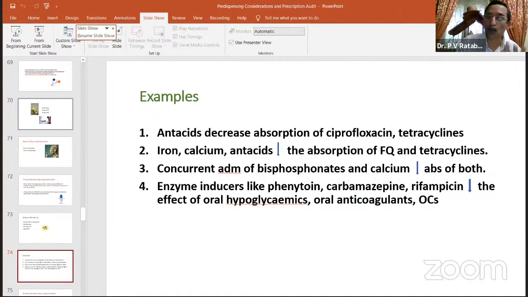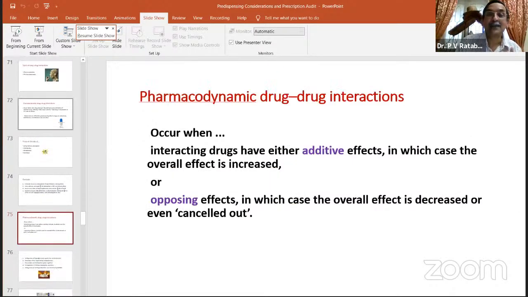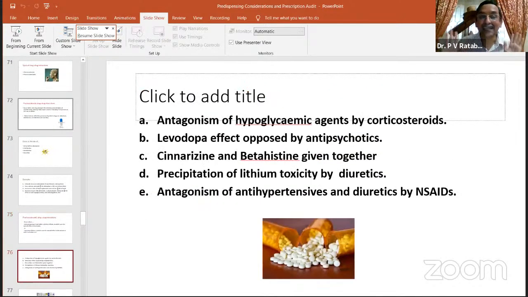So there's always a way to explain to the doctor. Coming to dynamic interactions, they occur when interacting drugs have similar additive effects or they have opposing effects at the same system, like antagonism of hypoglycemic agents by corticosteroids. Corticosteroids increase blood sugar. So if the patient receives hypoglycemic agents and also receives a high dose of corticosteroids, then the action will be nullified.